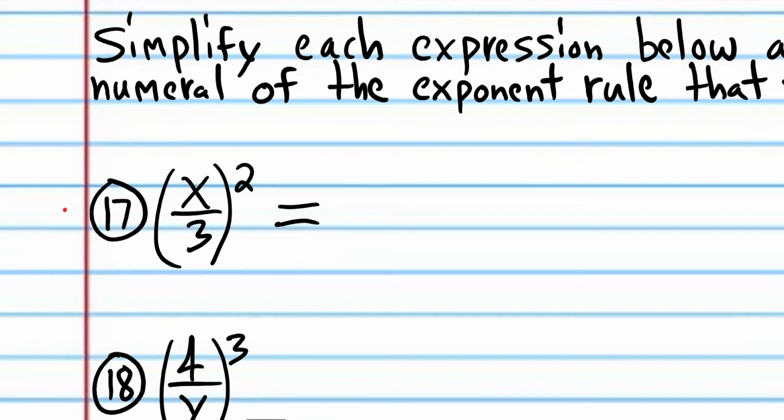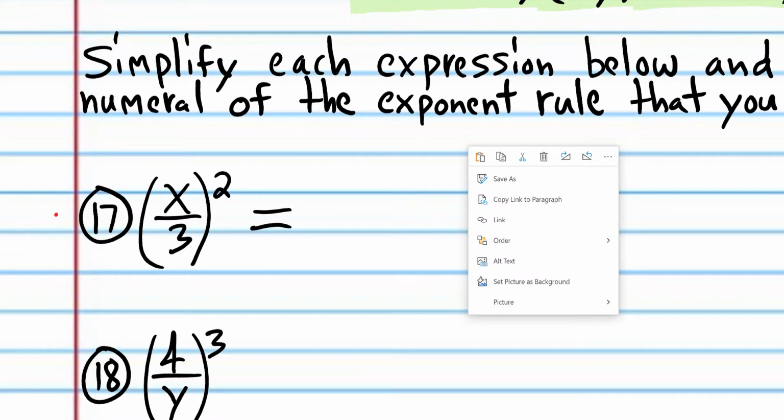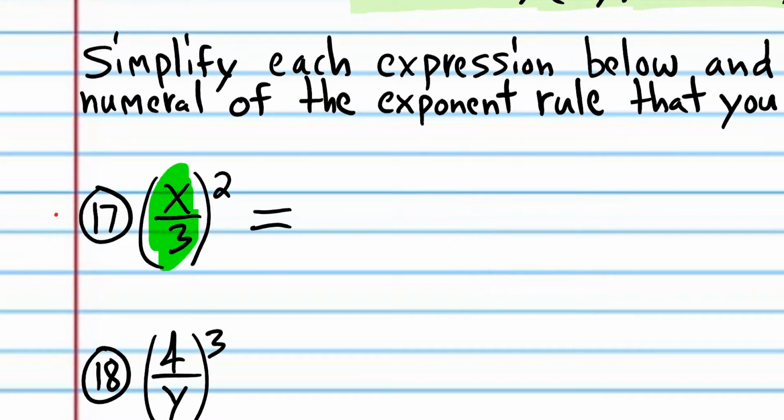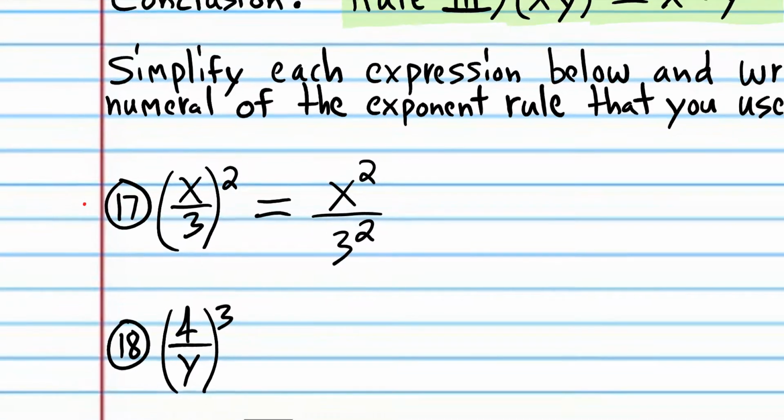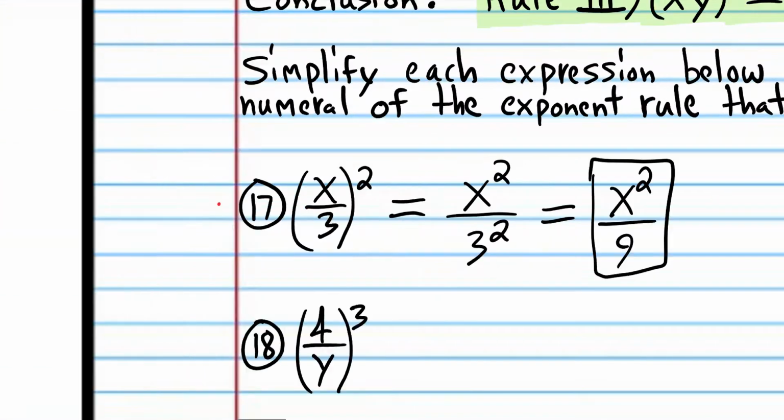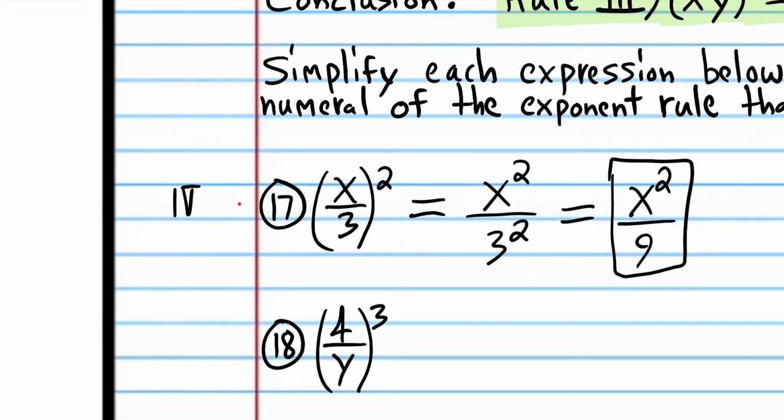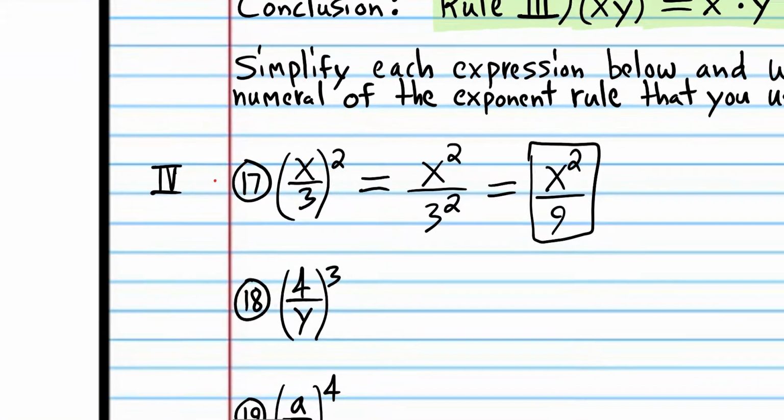So what rule number 4 tells us is that if you have a fraction inside here and you raise it to a power or an exponent, then what you do is you take the numerator of the fraction and raise it to that exponent, and you take the denominator and raise it to the exponent. So then you can just take x squared. There's nothing we can really do with that, but 3 to the third power is 9. And there you go. That is rule number 4. So pretty easy.